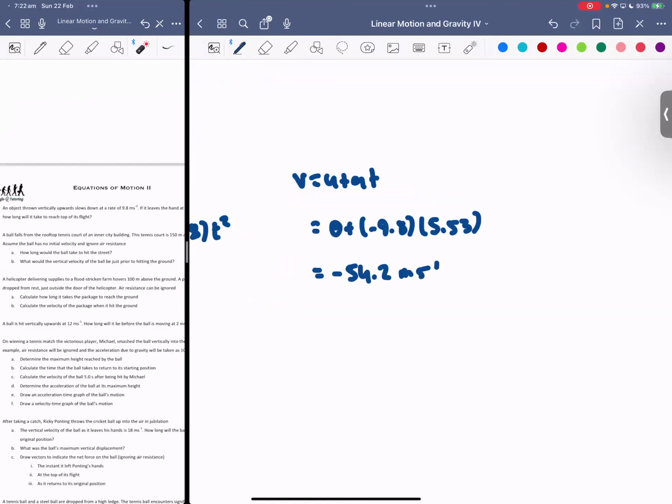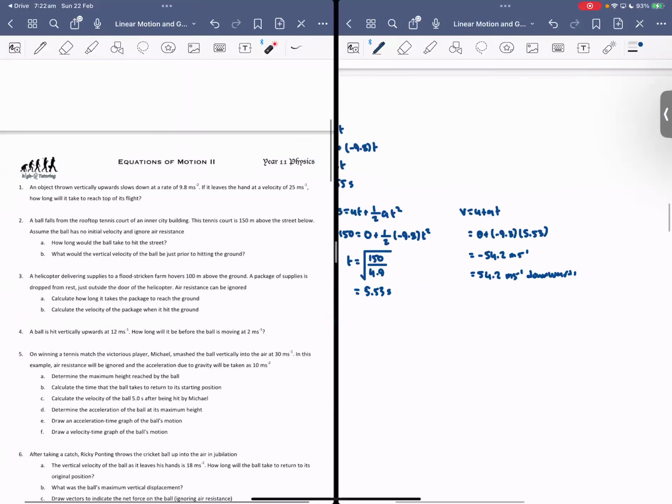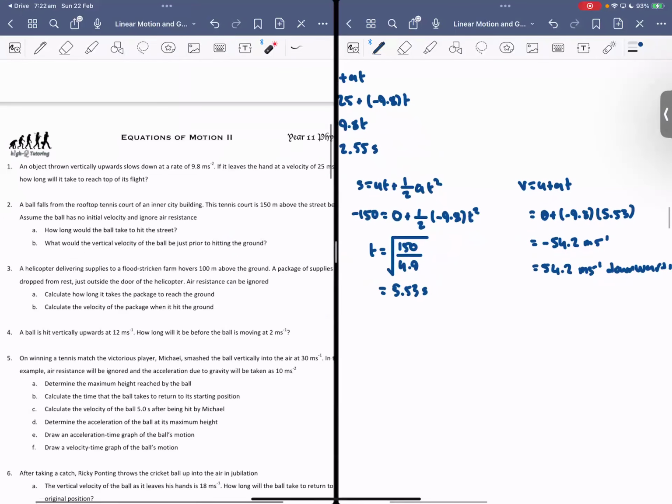I'm not surprised that it's a negative number. It should have been a negative number because it's going downwards. So what would be the vertical velocity? The answer is 54.2 meters per second downwards. Excellent. Next one. It's just what we did last week, except acceleration is negative 9.8.